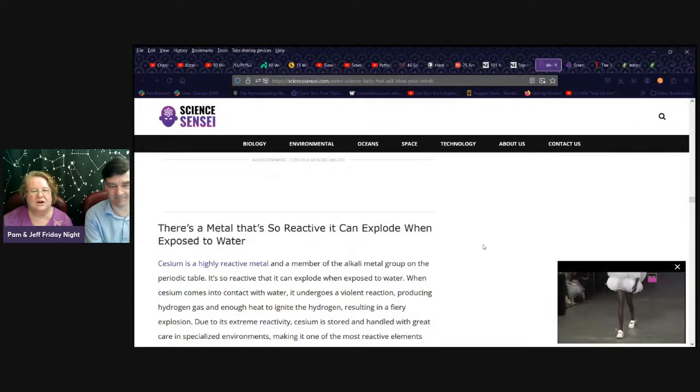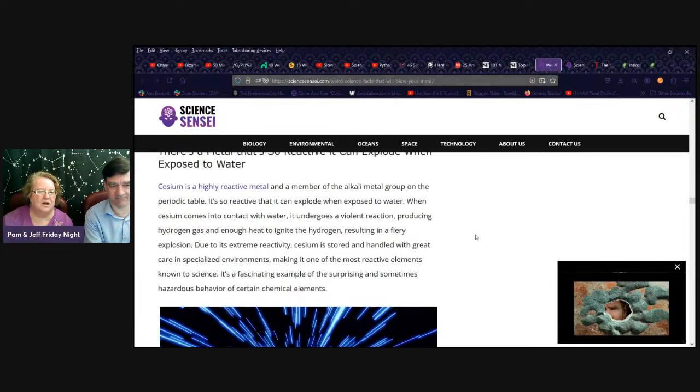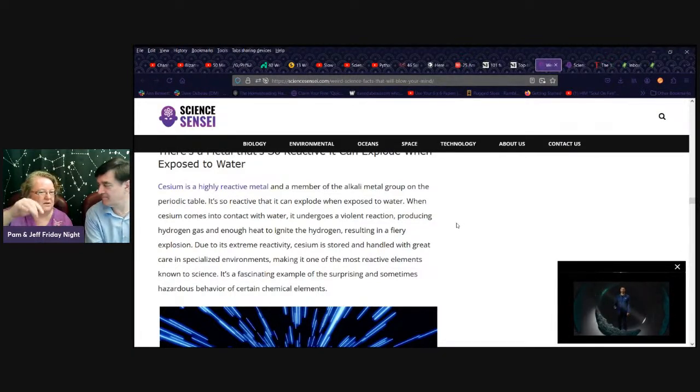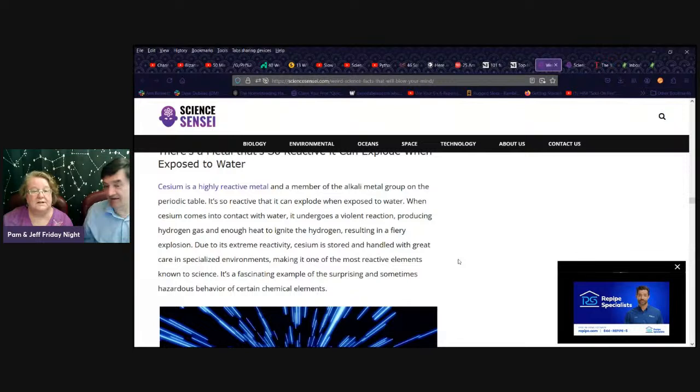Oh, and this is, what is this? Oh, this is a metal that's so reactive it can explode when exposed to water. This is cesium. And we've seen some of the other pictures where they put the metal into the water, and this one would actually explode. Yeah, burst. A lot of things burst into flame when you, like potassium does. Yep. And sodium does. Undergoes a violent reaction, producing hydrogen gas and enough heat to ignite the hydrogen, resulting in a fiery explosion.